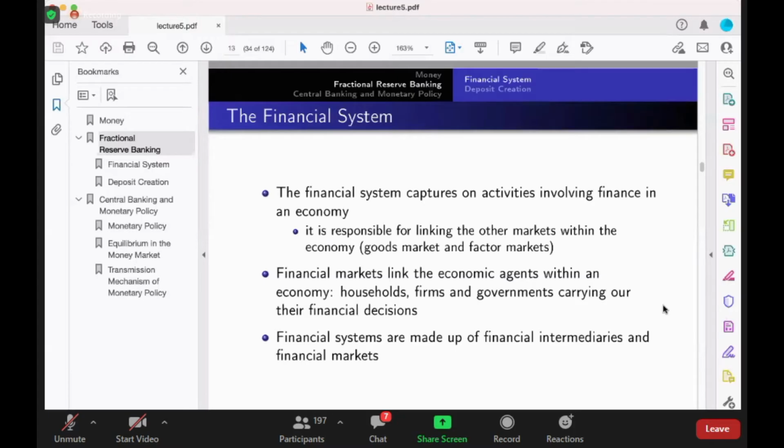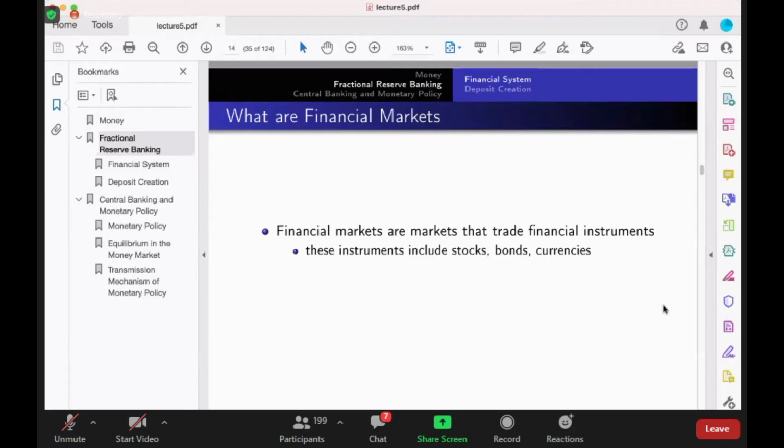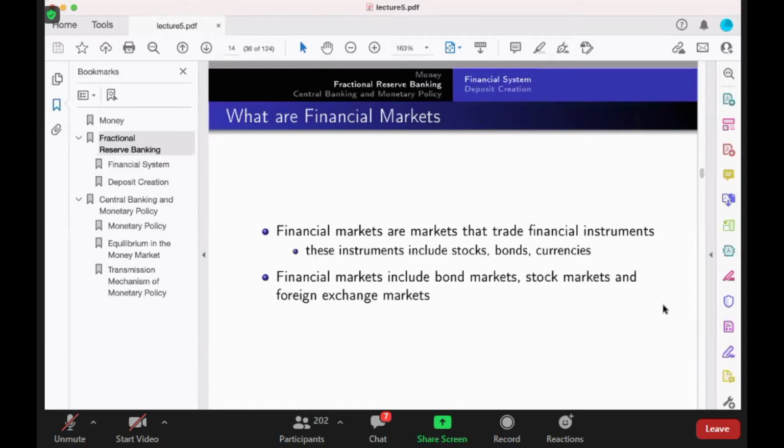So when we say financial market, just like we have a goods market, in the goods market, what is sold there is goods. In the financial market, what is sold there is what? Financial instruments, which include stocks, bonds, currencies, and all that. So that is what is basically traded on the financial market. Financial markets include the bond market, the stock market, the foreign exchange market, and all that.